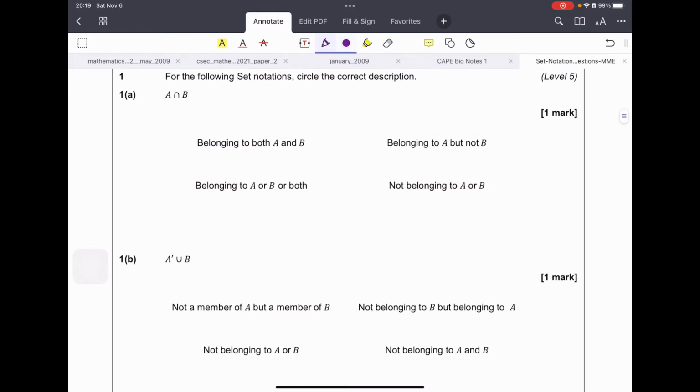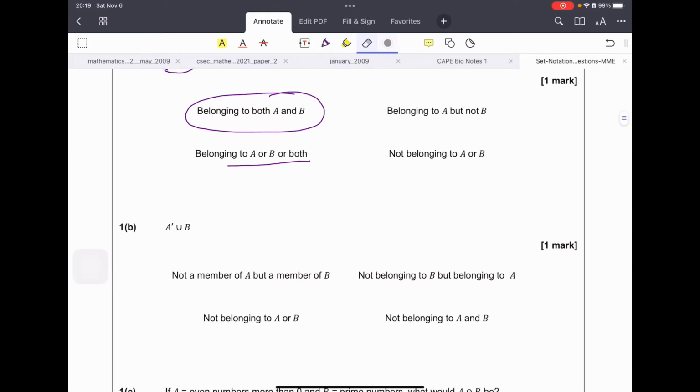So let's take a look at number 1, part A. This is A intersect B, right? The ∩ is intersect. So intersect means what is common in A and B only. So they need to belong to both A and B. Okay? And that is what we have here. Now belonging to A or B or both, that is actually union. Okay? Union is everything in A and everything in B.